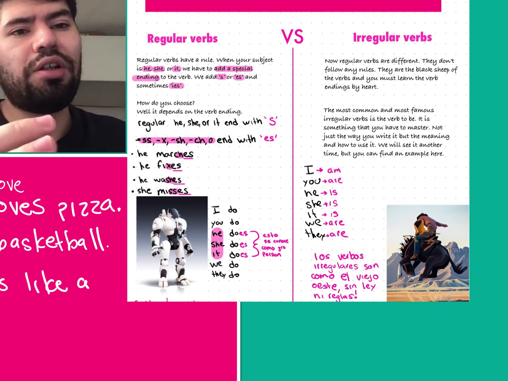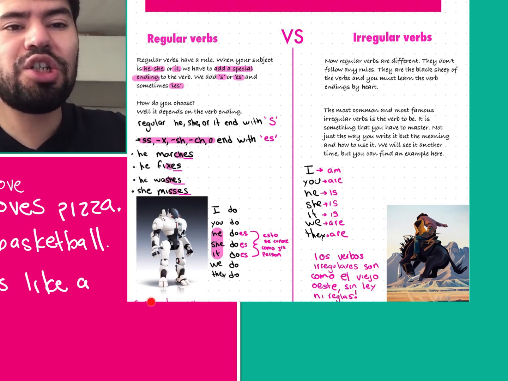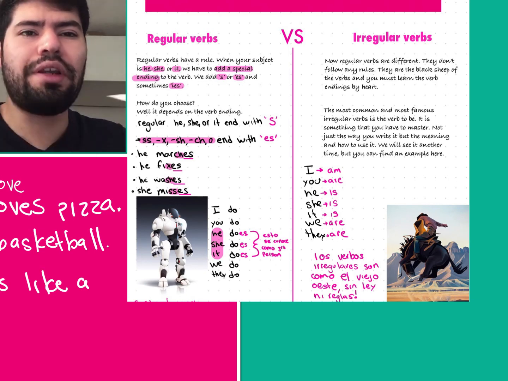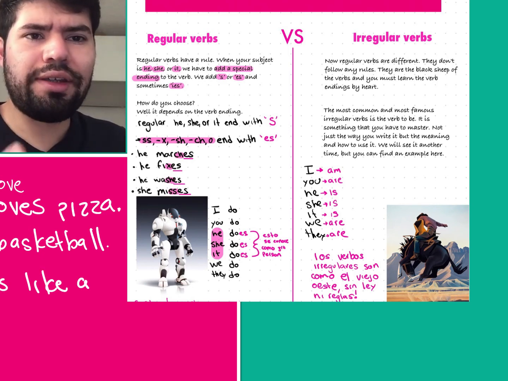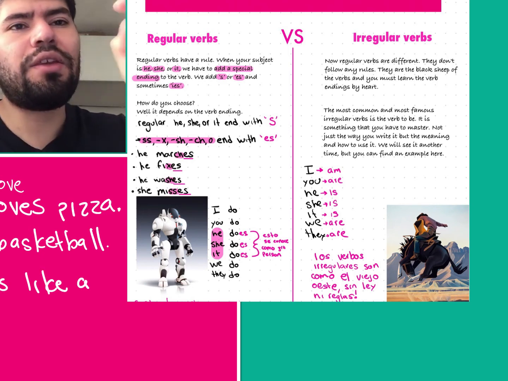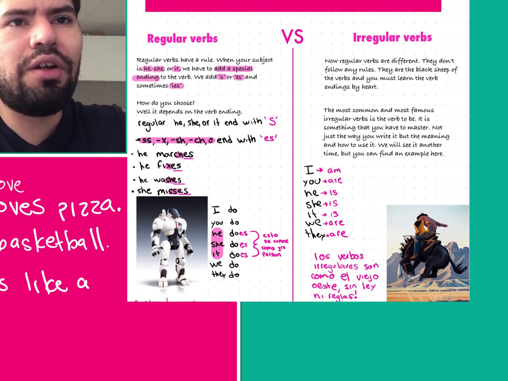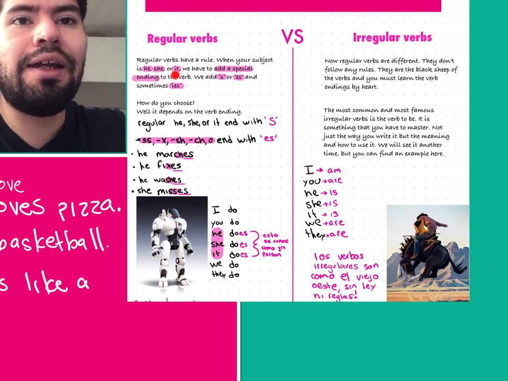Remember, regular verbs, they follow rules. They are this machine. They never stop. They always do the same thing over and over and over. So that means they have rules to follow, and the rule for the regular verb is that, okay, here it is. Regular verbs have a rule. When your subject is he, she, or it, we have to add a special ending to the verb.